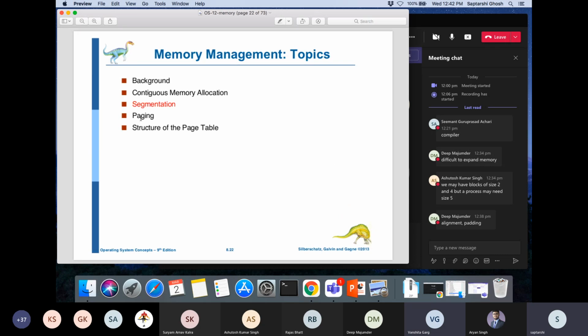So now if you see the next two topics, segmentation and paging, these are two techniques for non-contiguous allocation. Actually, paging is the more popular thing. That is what we will discuss in detail. We will briefly discuss segmentation and then go to paging.